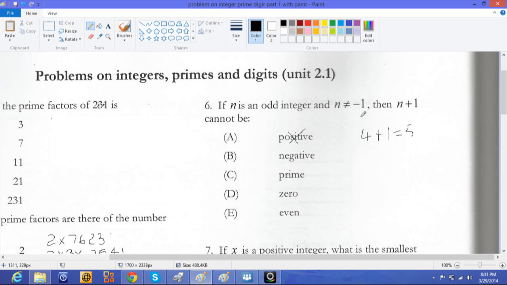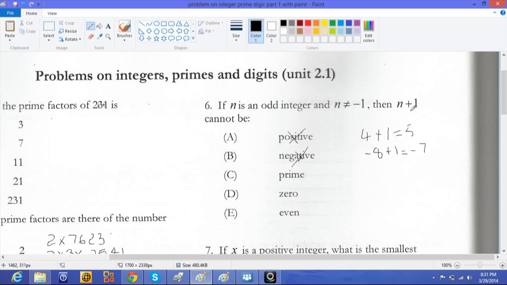Can n plus 1 be a negative number? This is an integer, take whatever. Let's say if n is -8, -8 plus 1 gives me -7. So n plus 1 can be a negative number. We are trying to find out what value n plus 1 cannot be.